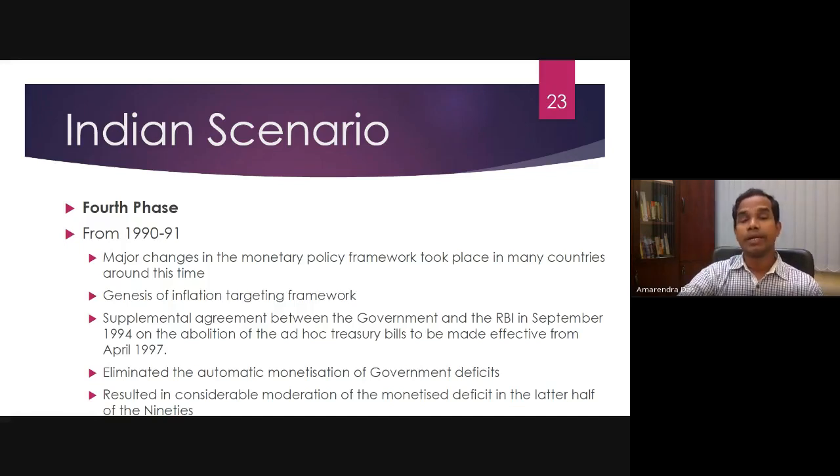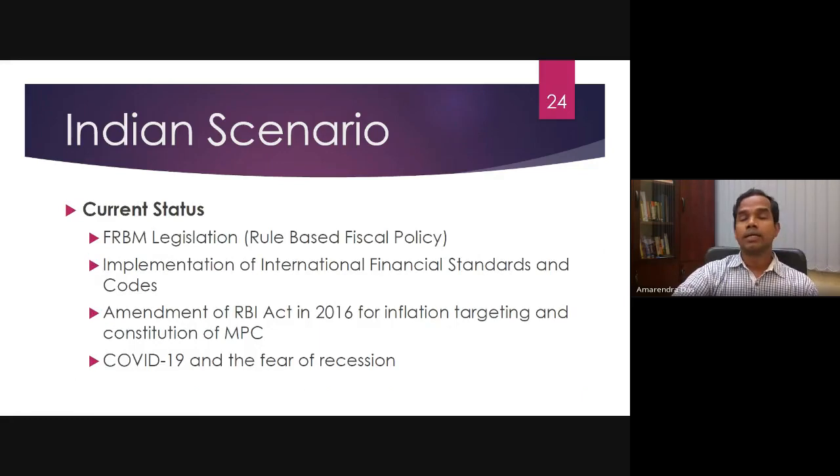So this eliminated the automatic monetization of the government deficits, and this resulted in considerable moderation of the monetized deficit in the latter half of the 90s. So there is a limit. Now we're moving towards a rule-based monetary policy, but not fully. And if we look at the present status, both the fiscal authority and the monetary authority are following a rule-based fiscal policy and rule-based monetary policy.